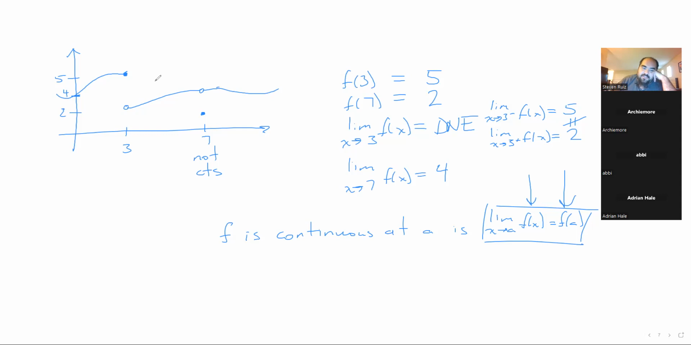So right now, this function I've drawn is continuous everywhere else. So let's look at this point here. Let's say this point is (6, 3). What's the limit as x approaches 6 from the left? The limit as x approaches 6 from the right? And what is f of 6? They'll all be 3. We okay with that? They're all 3?